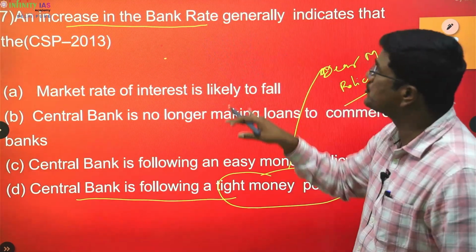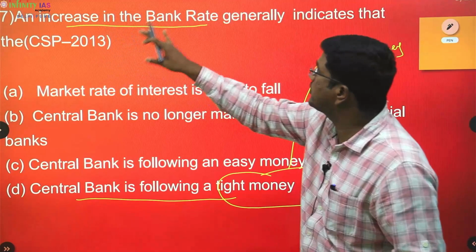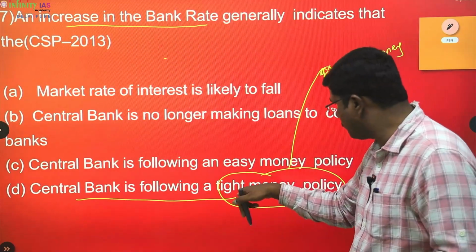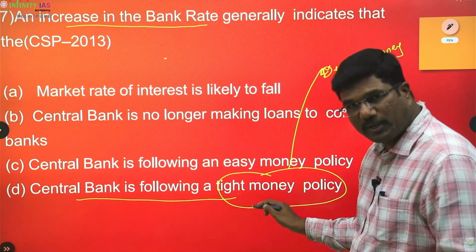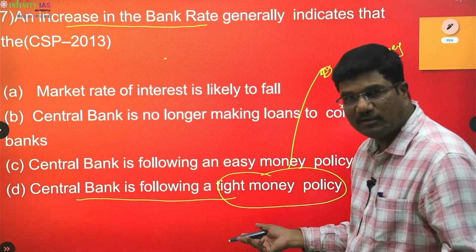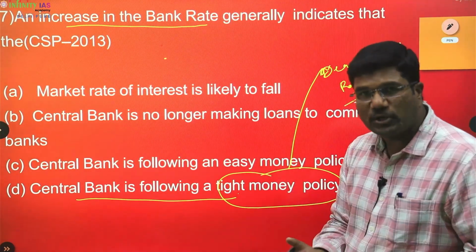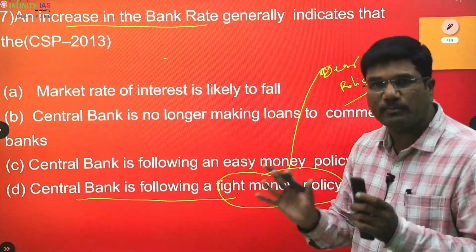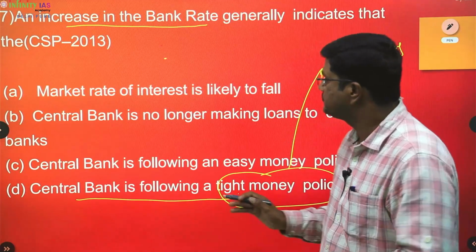And if the same question asks about a decrease in the bank rate, then the only difference is that the option would be cheap money policy. Very simple. RBI and monetary policy is quite an important topic in the previous year question papers of UPSC prelims. Now next question.